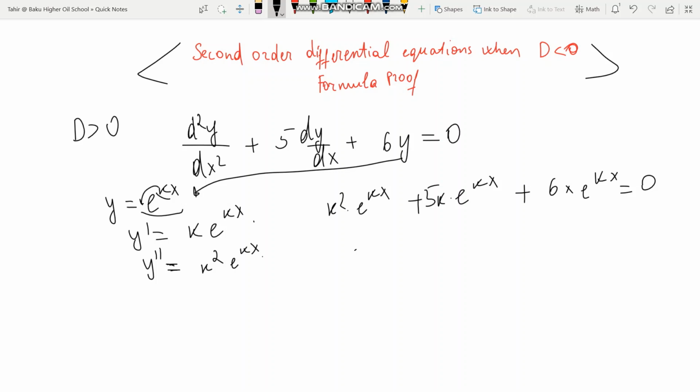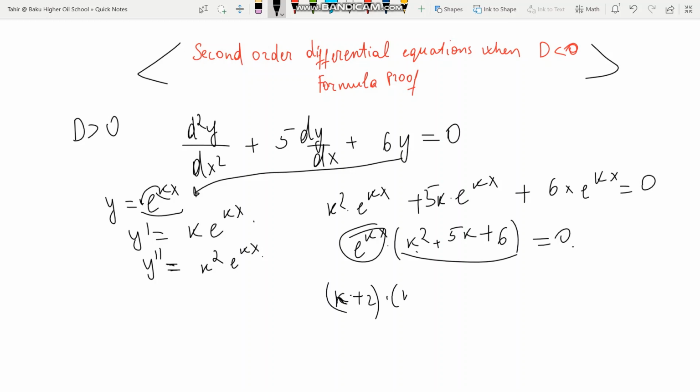Let's put our e to the power kx term out of the brackets, and k squared plus 5k plus 6 is equal to 0. The exponential is never going to be 0, and therefore this term here should be equal to 0. Let's write it as a product of two terms, k plus 2 multiplied by k plus 3, and this will be equal to 0. k1 is equal to minus 2, k2 is equal to minus 3, and we found our roots.